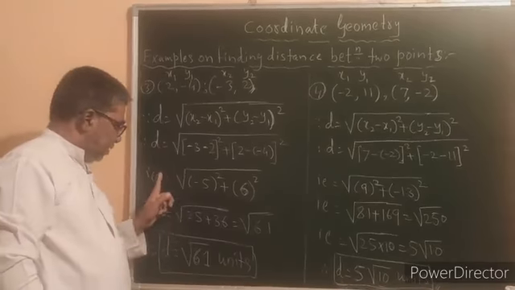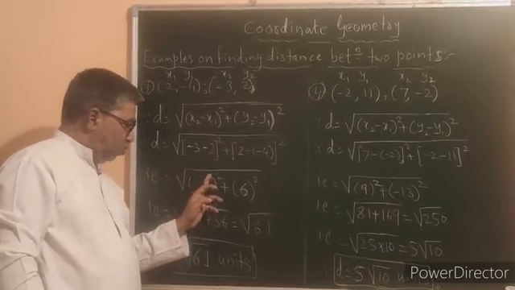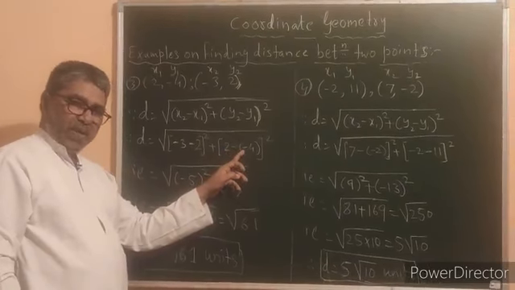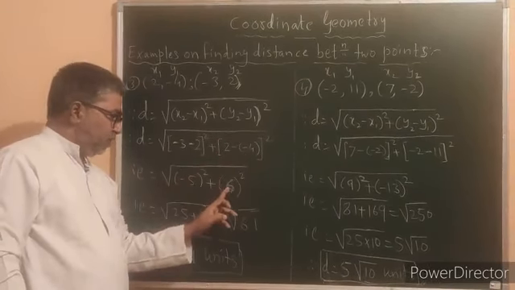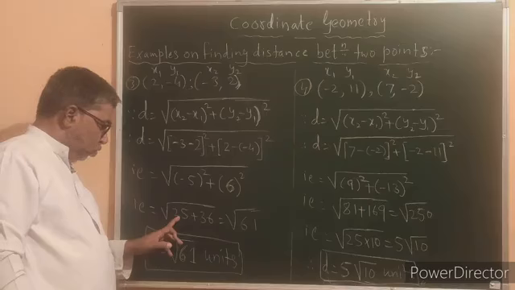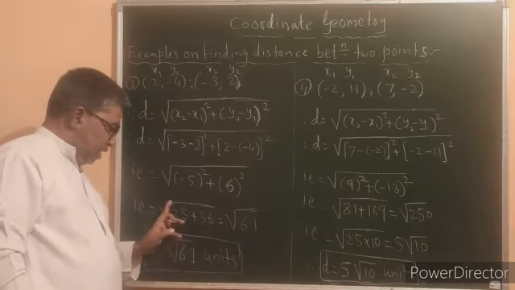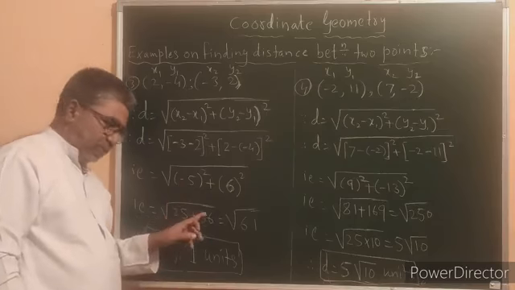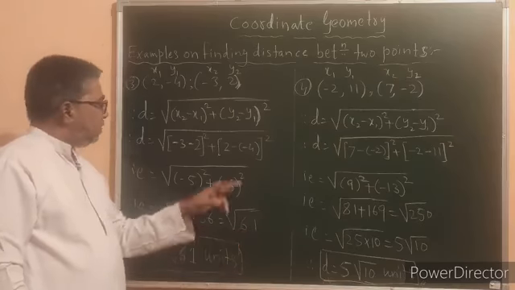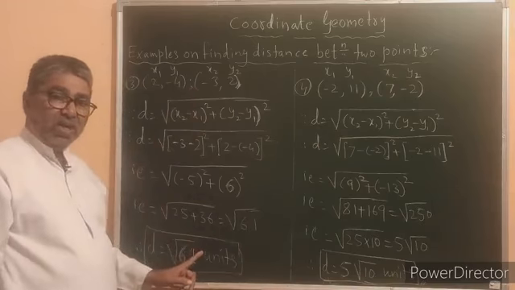Let us simplify this. That is equal to square root of (minus 3 minus 2 will be minus 5) whole square, plus 2 minus of minus will become plus. So 2 plus 4 will be 6 square. Further, on simplification, we get square root of (minus 5) square 25 plus 6 square 36, and square root of 25 plus 36 is nothing but square root of 61. Hence the distance between these 2 points is square root of 61 units.